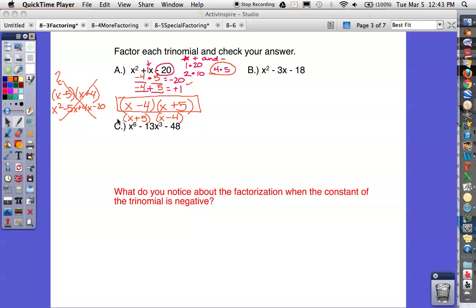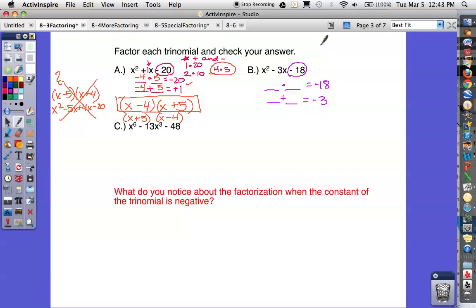All right, let's pick up where we left off. So we want to try to factor B and C. Again, you're always thinking about the last term. What factors of negative 18 will add to give me negative 3? So what times what gives me negative 18? And those same what's add to give me negative 3.